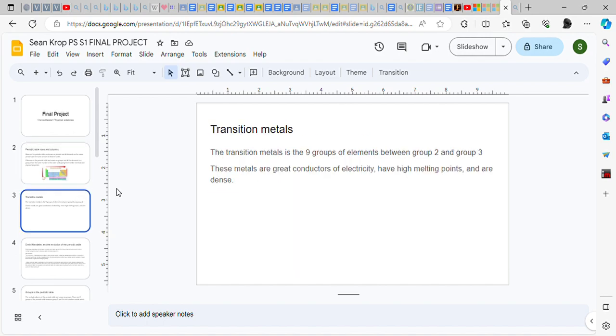Transition metals. The transition metals are the 9 groups of elements between group 2 and group 3. These metals are great conductors of electricity, have great melting points, and are dense.